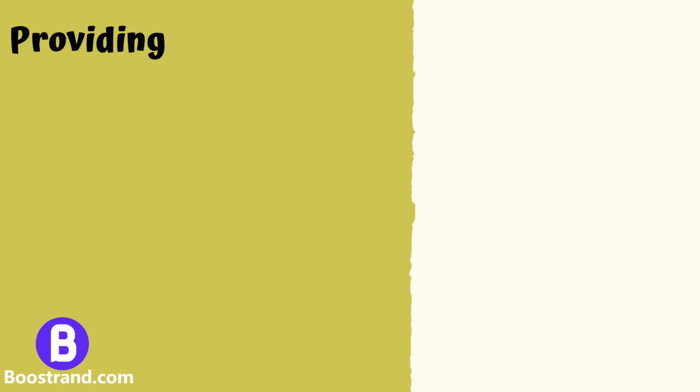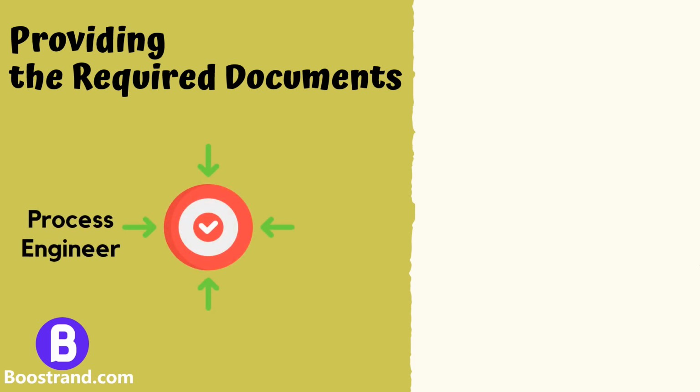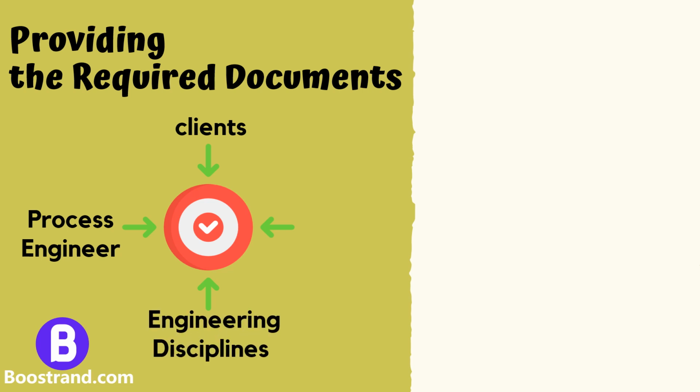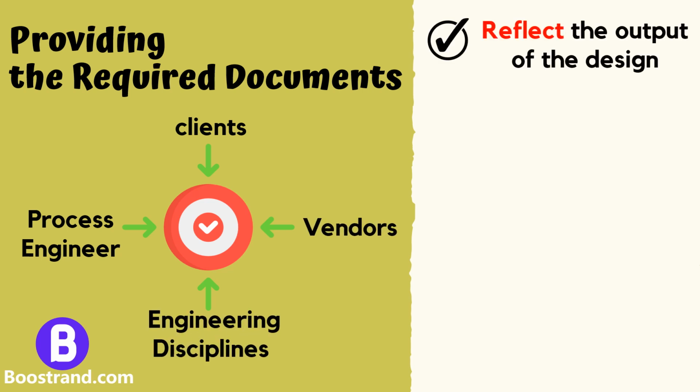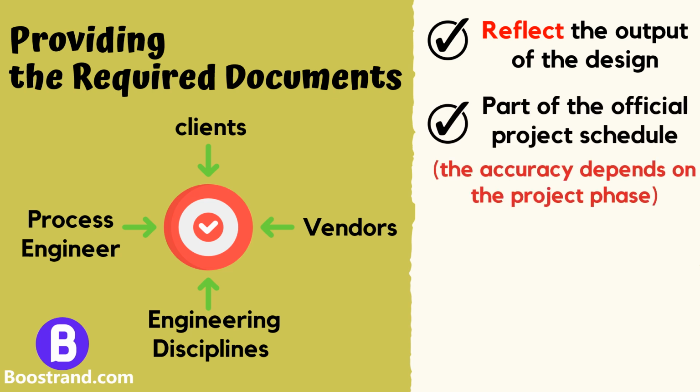Secondly, we should provide the required documents. The documents reflect the official channel between a process engineer and the client or other engineering disciplines or vendors. They reflect the output of the design, whether by different activities or agreements with the client or vendors. All documents are considered part of the official project schedule, and their level of accuracy depends on the project phase being in an early stage or a late stage.